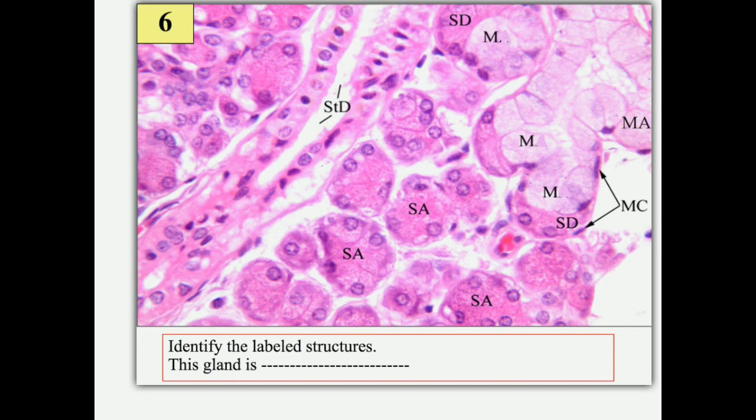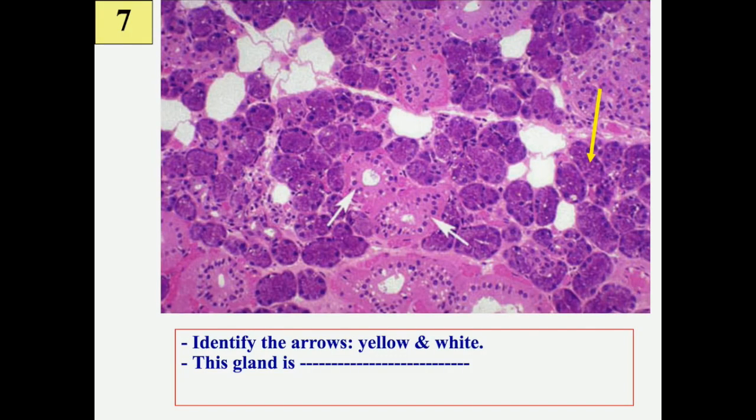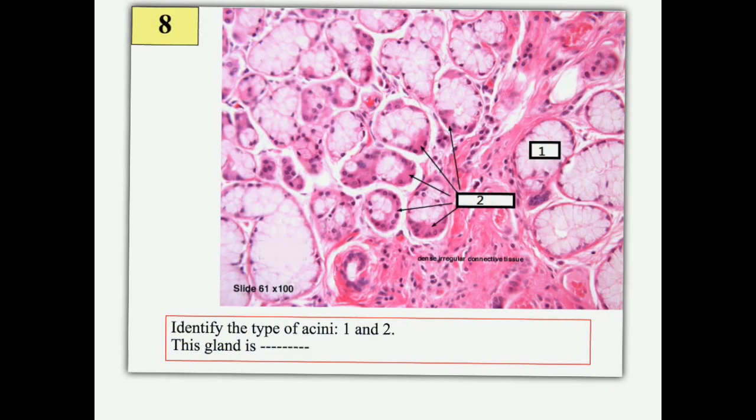Of course, this is a picture of the submandibular gland of human where the serous acini predominate. The yellow arrow is for a serous acinus, the white for the striated or intralobular duct, and these of course are fat cells, and the gland is a parotid gland. Identify acini: 1 is a mucus acinus, and 2 is a mucoserous acinus. This is the crescent of Gianuzzi in this mucus acinus. And of course, this is the sublingual gland.